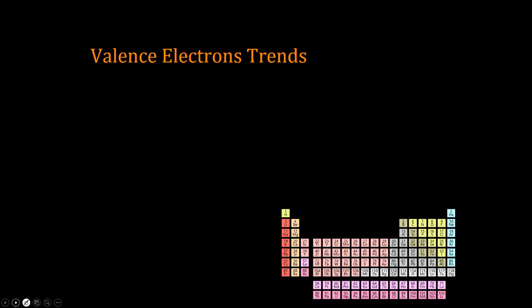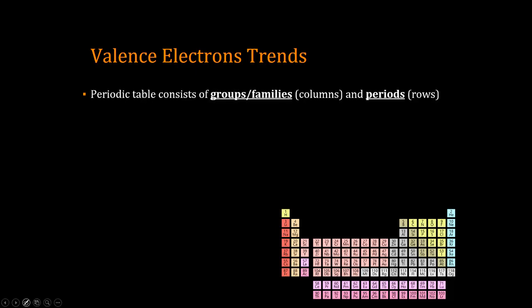And then let's look at the easy way of doing this. The valence electrons actually increase as we move across the periodic table. And the periodic table is named periodic because things happen periodically. That means repetitiously; they repeat themselves. So the periodic table consists of groups or families, which are the columns, and those run vertically. And then the rows are called periods, and we're going to come back to that in just a minute, and those run horizontally.